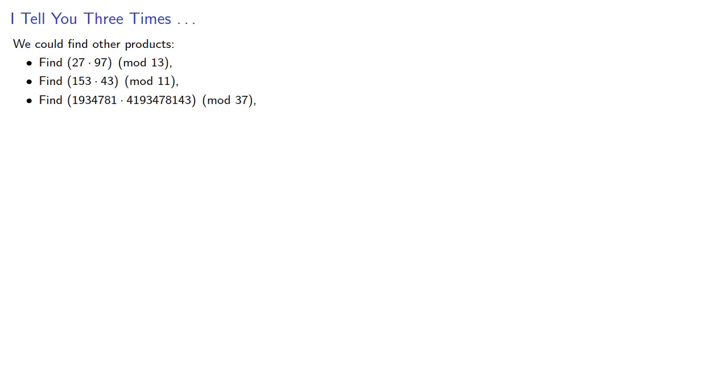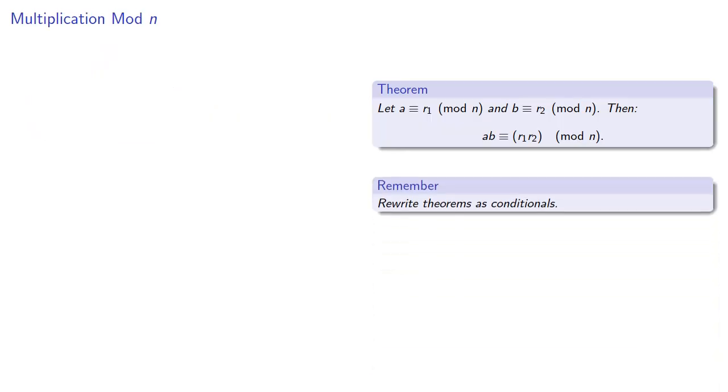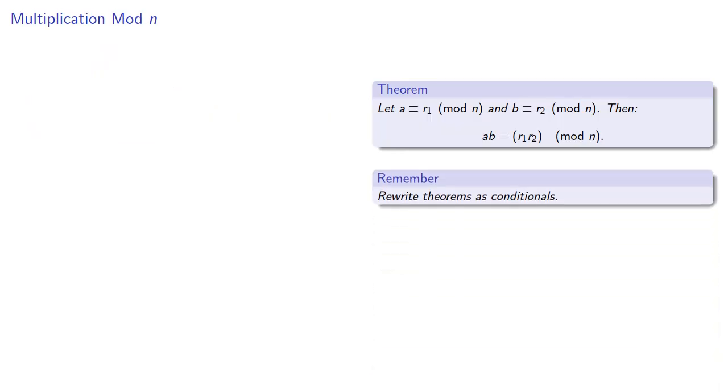Now, we could find other products this way, comparing what would happen if we multiplied first and then reduced, but since we already suspect we can work with reduced values, let's try to prove that instead. So, a useful idea, rewrite theorems as conditionals. So, let's rewrite this as if A is congruent to R1 mod n and B is congruent to R2 mod n, then their product is congruent to R1, R2.